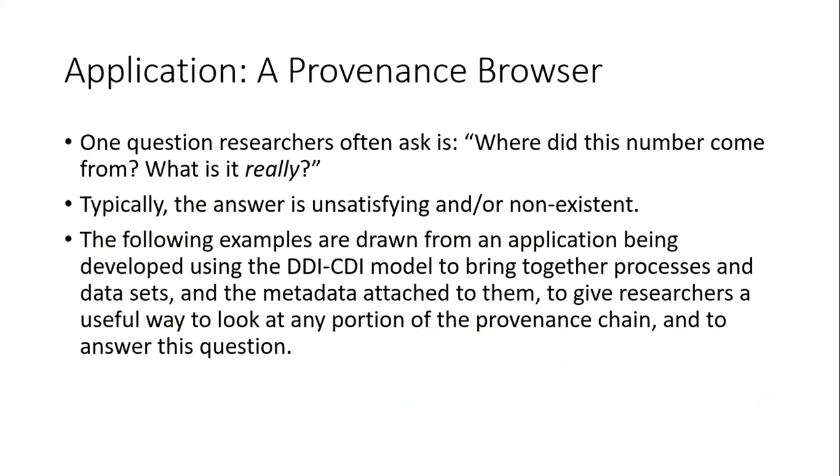The question that researchers often ask is, what is this number really? Where did this come from? How was this number produced? And very often the answers to that question are very unsatisfying, or there simply isn't an answer. You just don't know. Well, that was the number in the data set. And they said that was a good measurement, so it must be a good measurement. And that's not good enough for some researchers. And they'd always like to know more, I think. So I'm going to show you an example of how we decided to try to approach that.